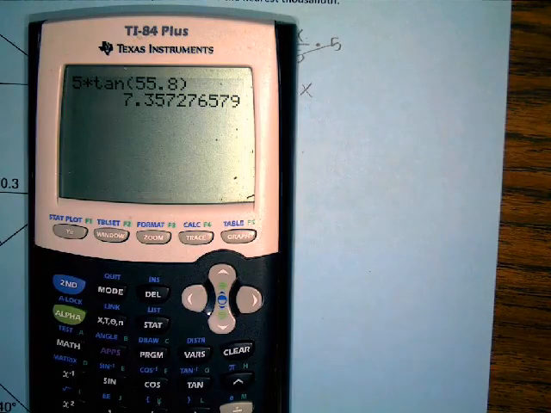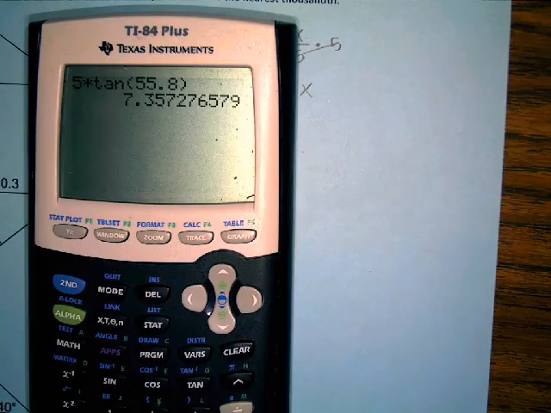It's because you haven't typed in the angle yet. So we're going to do 5 times tan 55.8. There's your angle. So 5 times tan of the angle. All right. Everyone getting the answer?